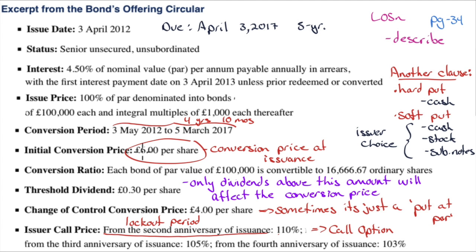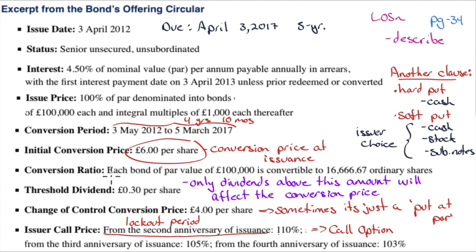The initial conversion price, this is important, $6 per share. So in other words, the holder of this bond, we can see that it's 100% par denominated into bonds of $100,000 each. So you need a minimum of $100,000 to buy this bond, and it's convertible at $6 per share. So that's the conversion price at issuance.